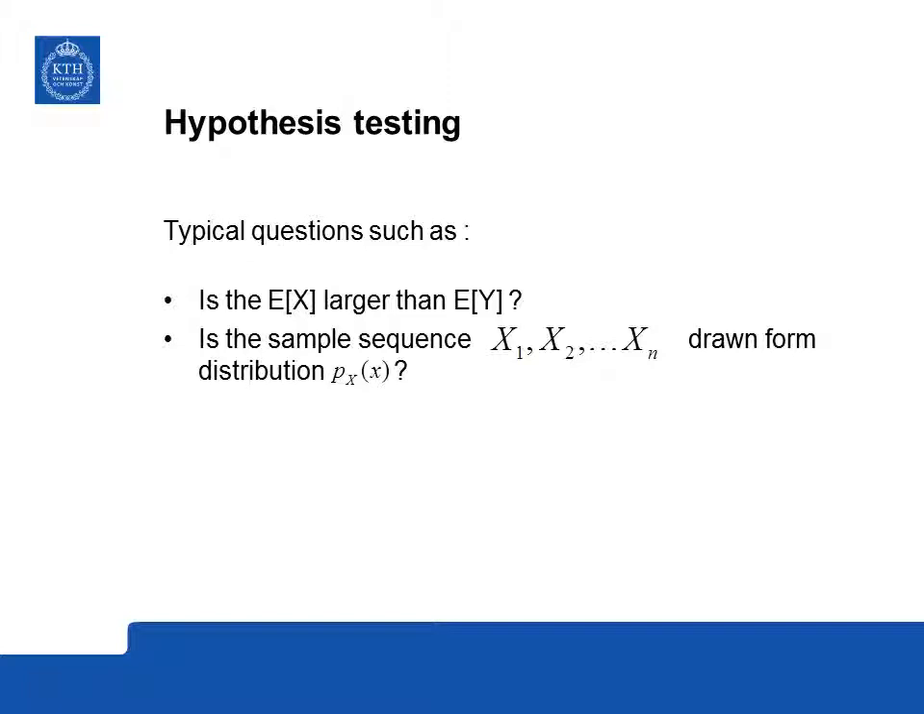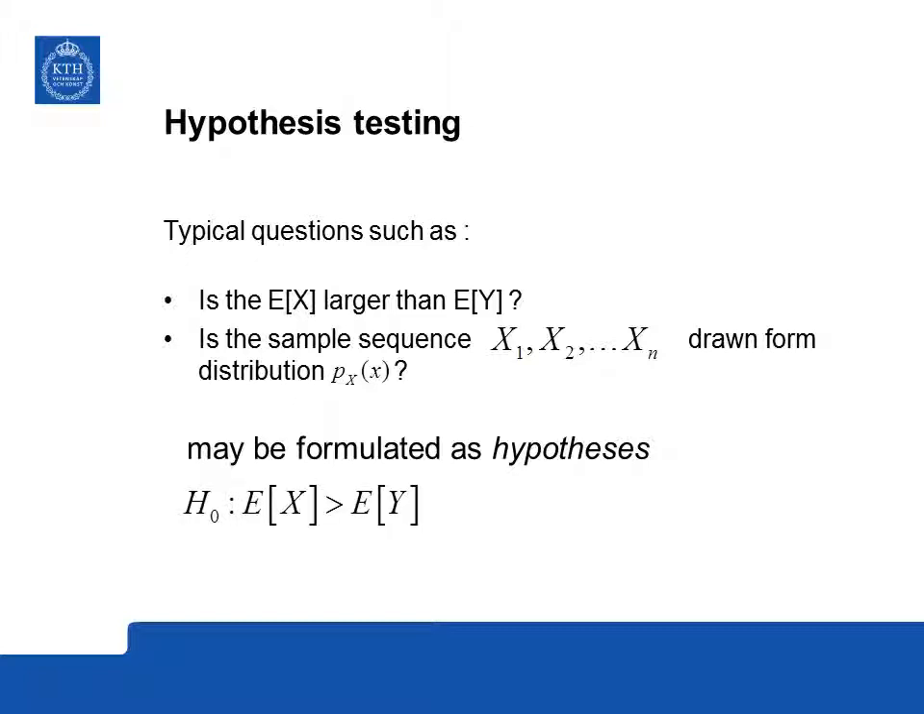We may formulate this type of question as a hypothesis, and a hypothesis is a statement. For instance, the hypothesis H0 is the statement that the expectation of X is larger than the expectation of Y, and we want to test the truth of this statement. Is the statement true? This is the concept of hypothesis testing. The second statement could then be formulated like this: if X is a discrete random variable, taking the values 1 to k.